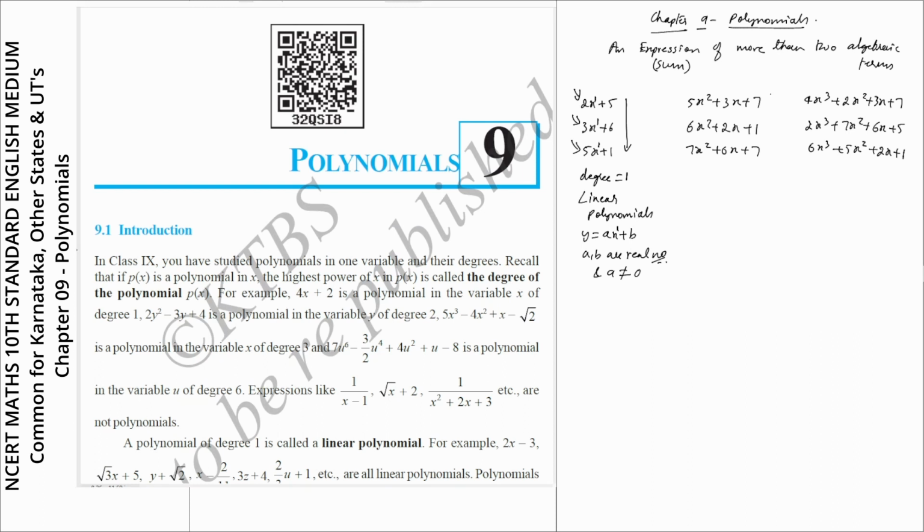And coming to the second category of examples, you can see the highest power of x is 2. 5x square plus 3x plus 7. So the highest power of x is 2. In the second example also, the highest power of x is 2. 6x square plus 2x plus 1. 6x square, the power of x is 2. In the third case, here also the highest power of x is 2. So we say the degree of these polynomials is equal to 2. So whenever the degree is equal to 2, we call those polynomials quadratic polynomials.